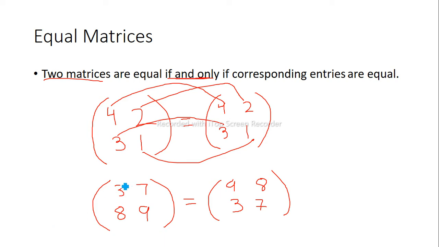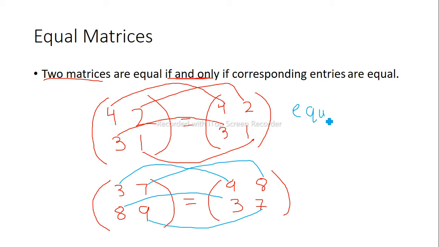Just that the corresponding entries are not equal. So this 3 is not equal to 9. 7 is not equal to 8. 8 is not equal to 3, and 9 is not equal to 7. And so their corresponding entries are not the same. So these matrices are not equal. They're unequal. So we say that this one is equal matrices, and we say that this one is not equal.